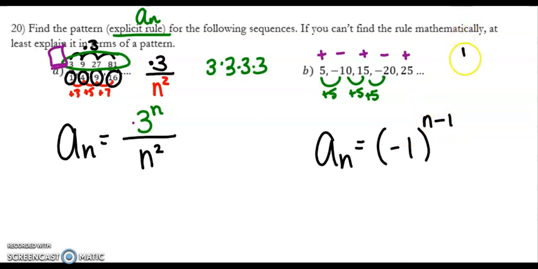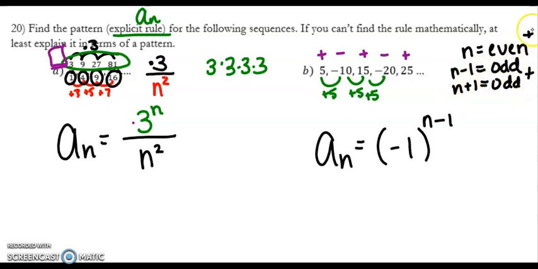So you want to raise it to the n if you want your even ones to be positive. N minus 1 if you want your odd ones to be positive. And plus 1 is also a way to get your odd ones to be positive, okay?